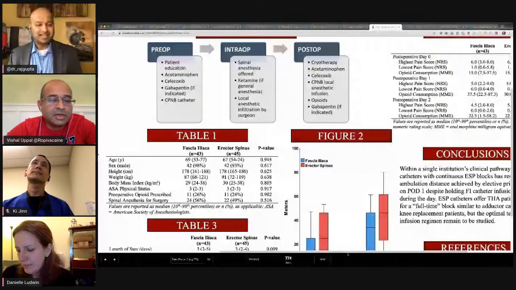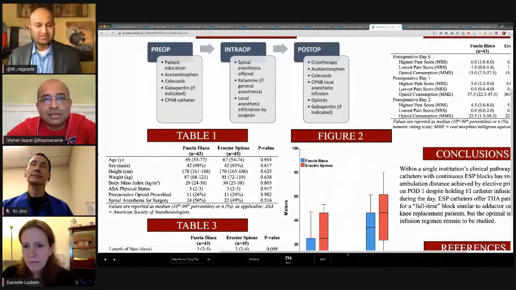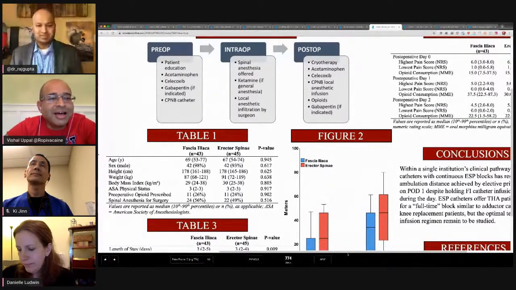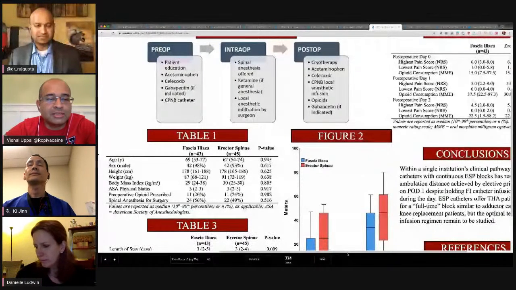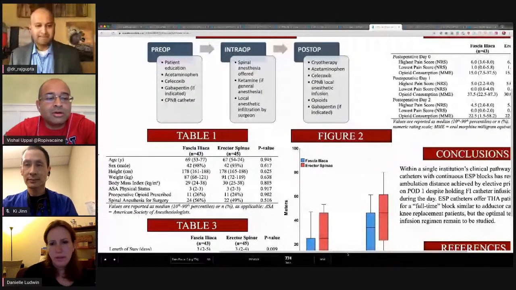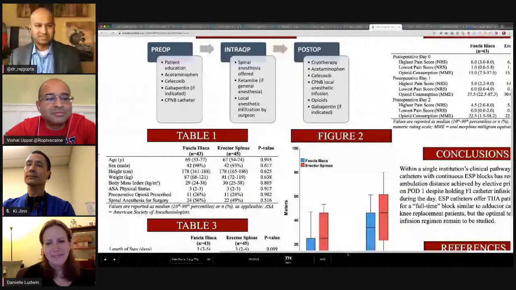Well, I totally 100% agree with Daniel, and we do the same. We don't do any blocks, and they seem to ambulate fine, so I would have loved to see no blocks, especially with catheters. Single shot is different. Catheters do restrict you. You are attached to a pump. It delays your mobilization. So I don't know. I don't have too much to say apart from what Daniel's already said.